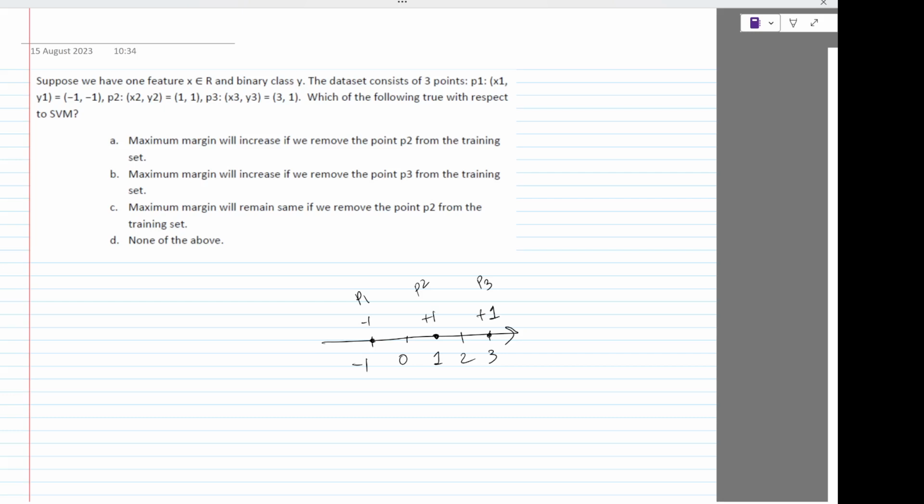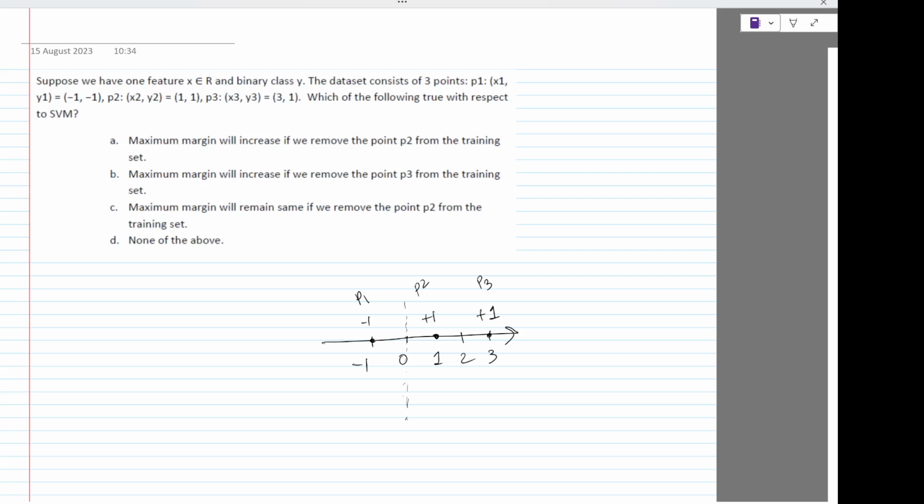So if you see, your maximum margin is this, right? That is separating the -1 class and +1 class. And what will be your support vectors? This point P1 and P2 are your support vectors. So what are the options? What are the options asking us?